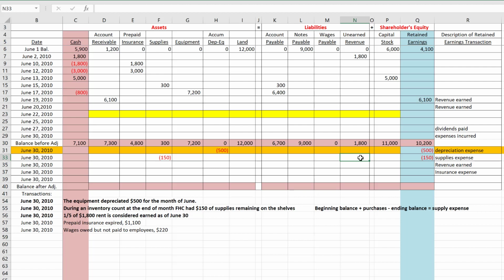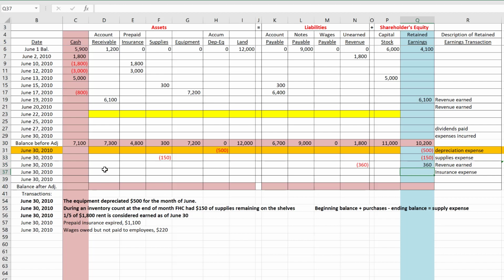So we're going to reduce unearned revenue by 1/5. So this is going to be a reduction. So it's $1,800 divided by 5. So it's a reduction in unearned revenue, and corresponding to that is going to be an increase in retained earnings because we actually have revenue.